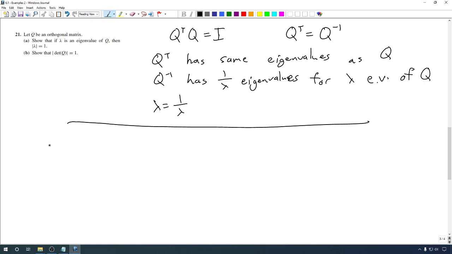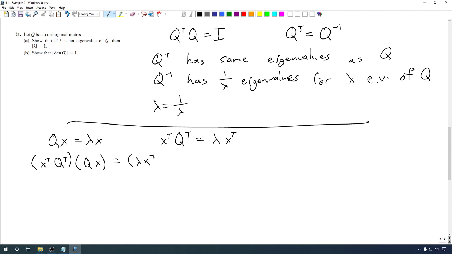So we are going to look at lambda being an eigenvalue of Q. So that means that Qx is lambda x for some non-zero x. Remember, we then can transpose this equation. We get x transpose Q transpose is equal to lambda times x transpose. Of course, that's not saying that x is an eigenvector of Q transpose, but we can actually make use of this formula. In fact, let's just multiply them together. We take x transpose times Q transpose times Qx. Well, x transpose Q transpose we saw was lambda x transpose. And then Qx is lambda x.